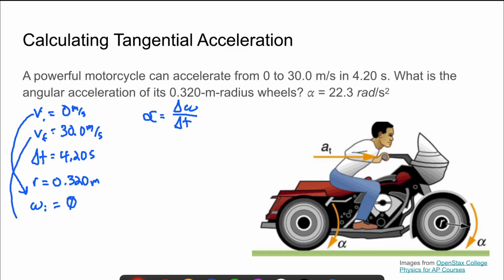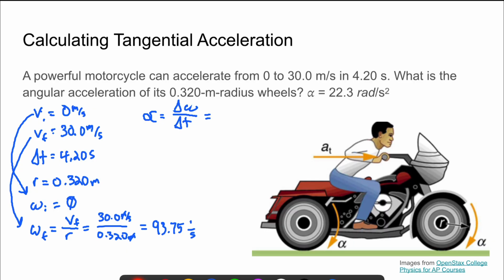However, our final angular velocity we can find because, again, we know that our angular velocity equals our translational velocity divided by radius. So if we take our final velocity of 30.0 meters per second and divide by 0.320 meters, we end up with 93.75 inverse seconds, right? Because our meters cancel out, and we're left with just seconds in the denominator.